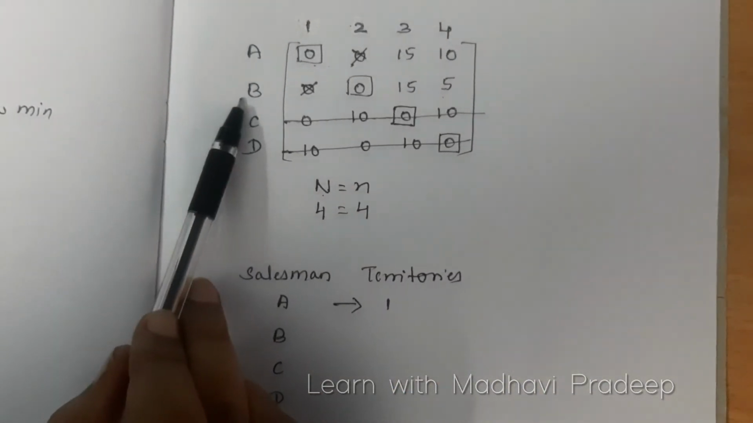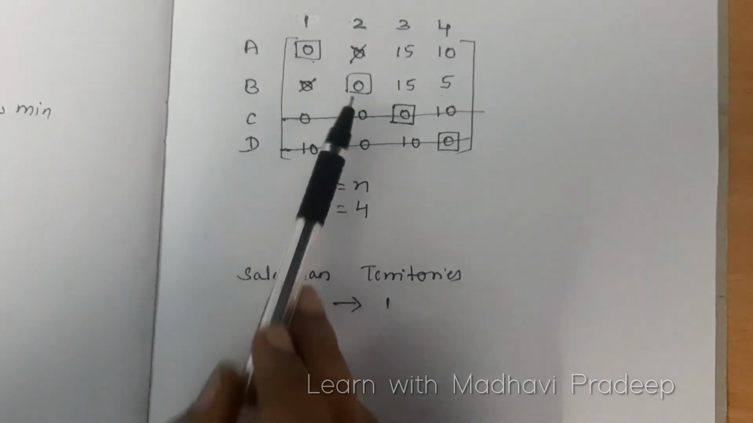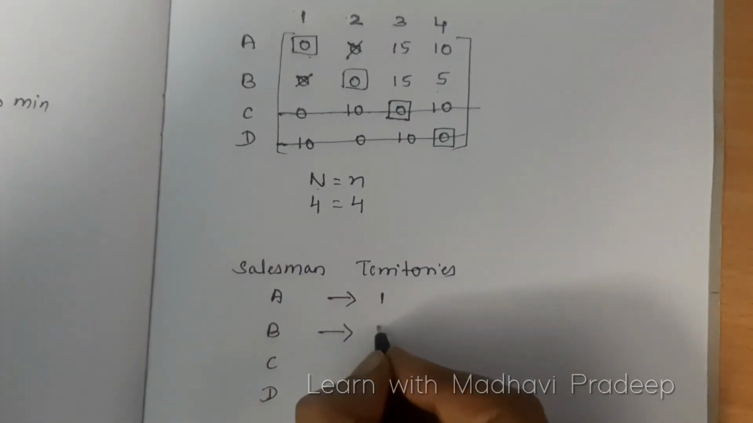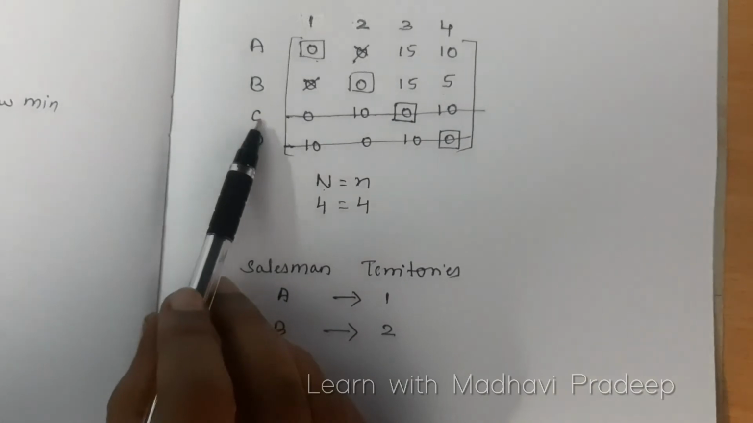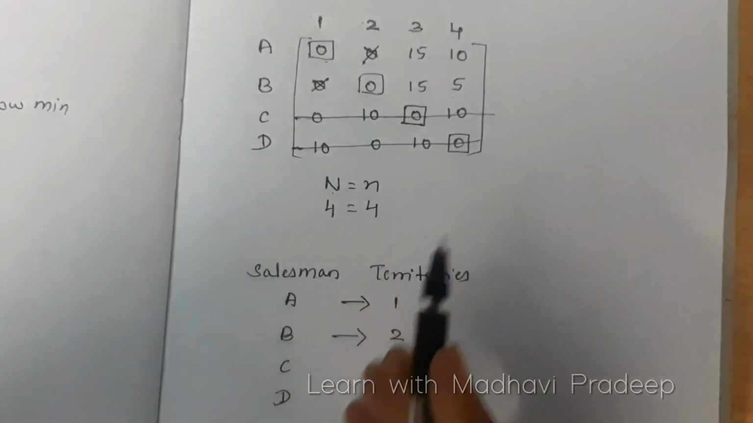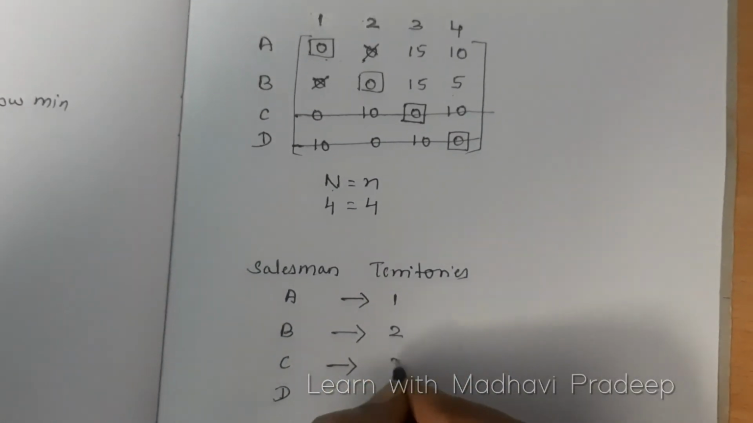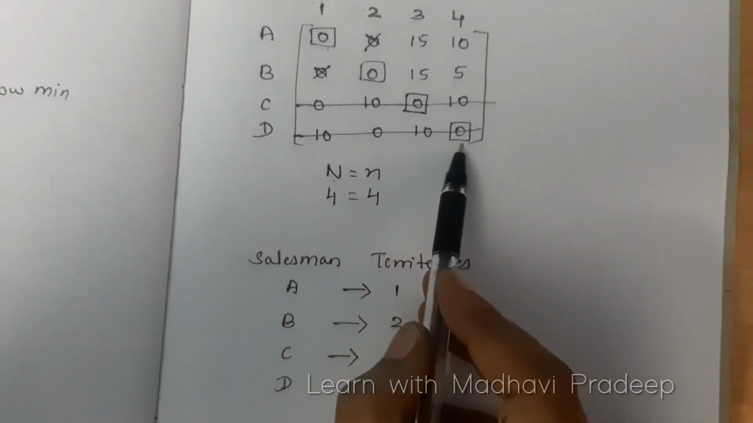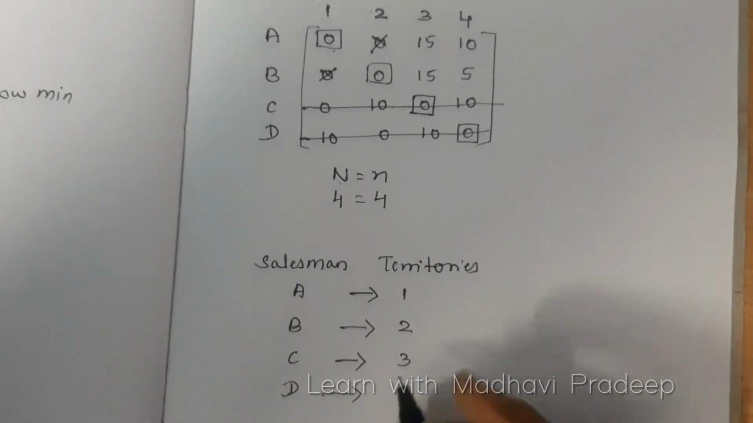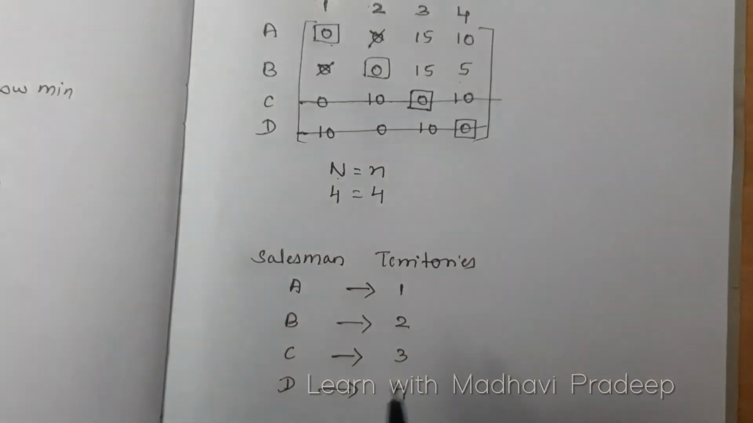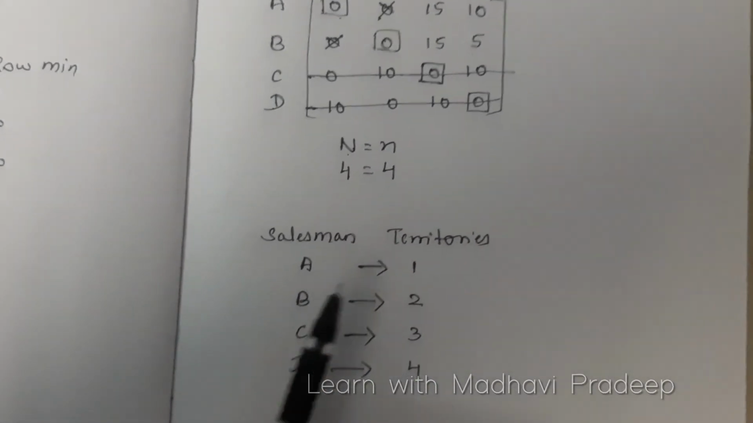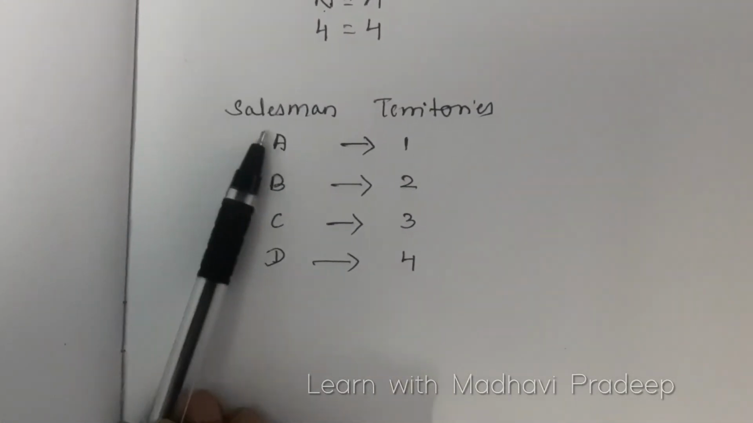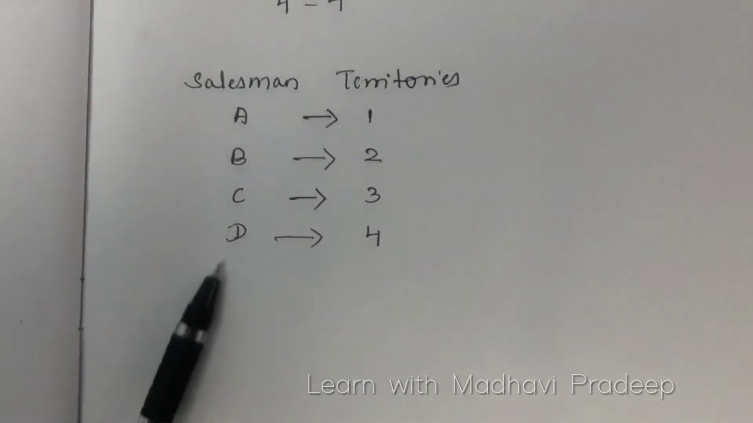And for B, 2 is allocated. So write down here for B, 2 is allocated. And for C, 3 is allocated. So for C, 3 is allocated. And for D, 4 is allocated. So write down for D, 4 is allocated. Now these are the allocations that have been done. These are the territories allocated for these 4 salesmen.